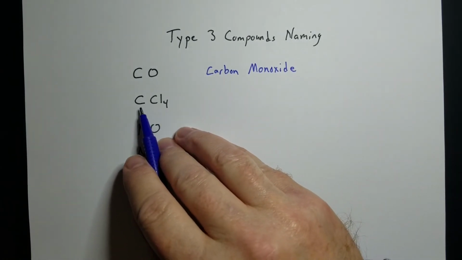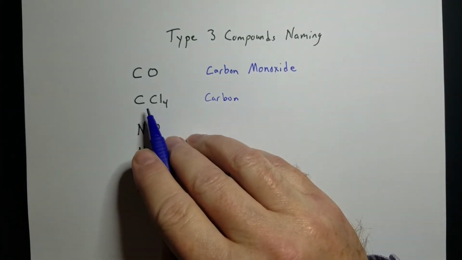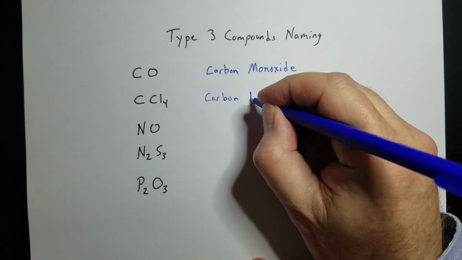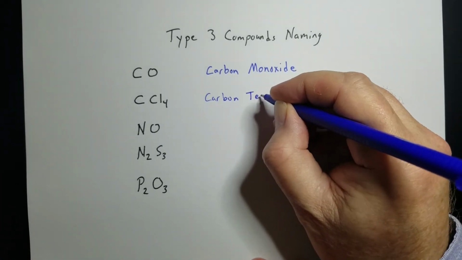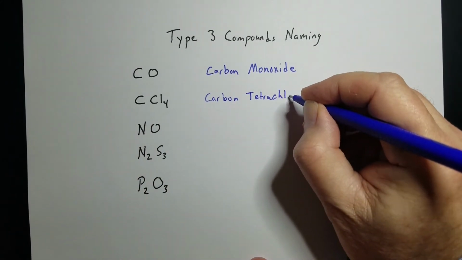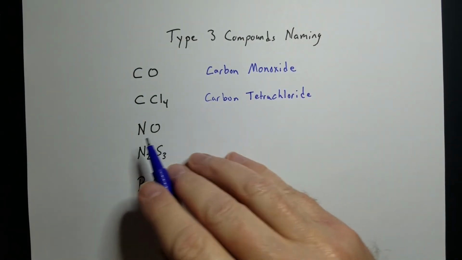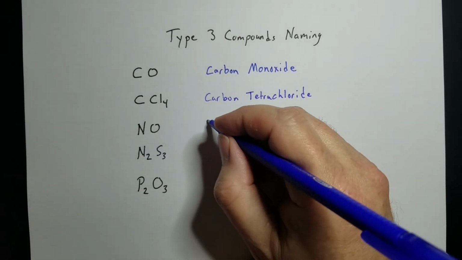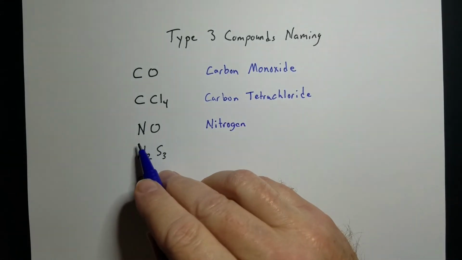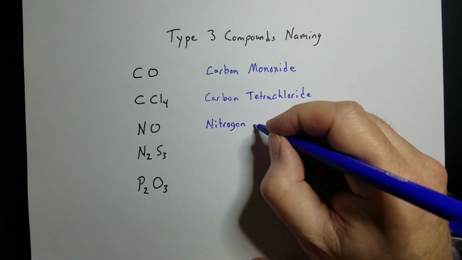For this next one, we got carbon again. Since it's just one of them, we don't need a prefix, but this has to get a prefix, and there's 4 of them. So it's tetra chloride. We still use the ide endings. This one, nitrogen. It's by itself, so it doesn't need a prefix. Oxygen, since it's the second one, it has to have a prefix. Again, it's monoxide.